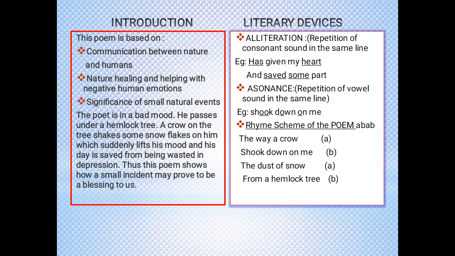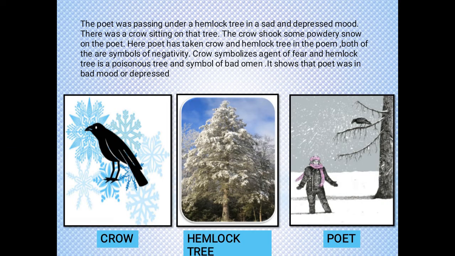If we go through the line by line summary of the poem, we'll start with the poem. The way a crow shook down on me. First of all, I just want to show that the poet has taken a crow in his poem and a hemlock tree. Crow and hemlock tree both are considered bad omens.